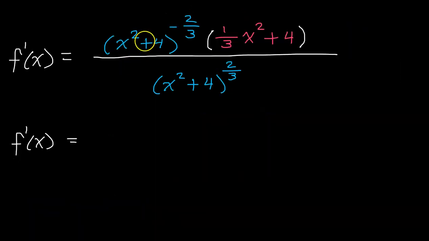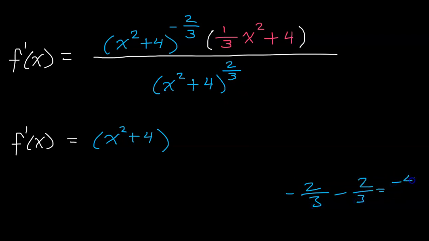So as we divide these two factors, we're going to have x squared plus 4 for sure, but for the exponent, we need to subtract negative 2/3 minus 2/3. And of course, negative 2/3 minus 2/3 is negative 4/3. So that's why we're going to have the negative 4/3 power. And we still have the 1/3 x squared plus 4 on the right-hand side.